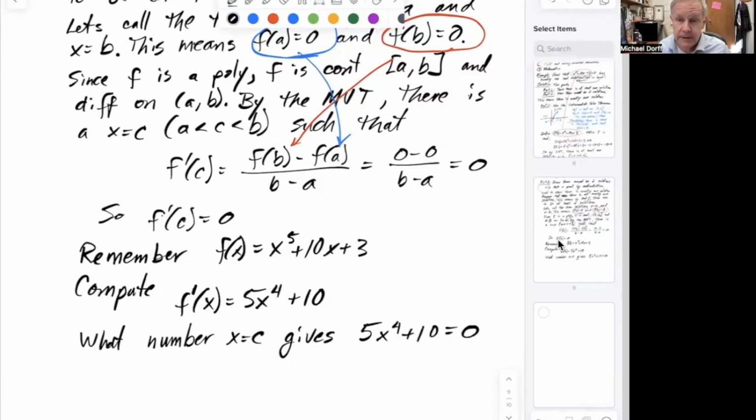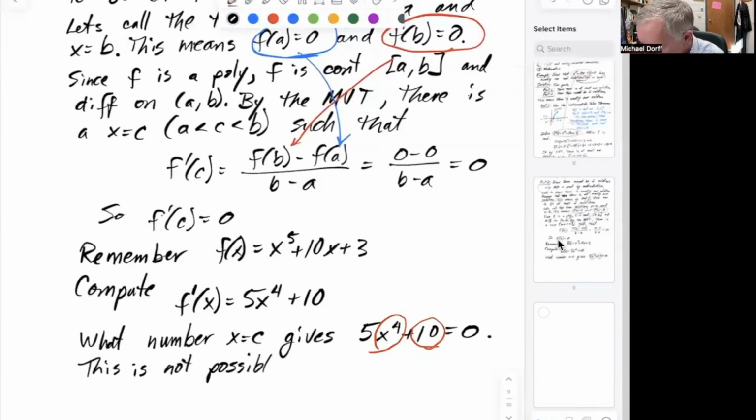So what number for x equals c gives 5x to the fourth plus 10 equals 0? Well, there is no number that does that, because look what we have here. X to the fourth, the smallest it can be is 0. It can never be a negative number. But we also have this plus 10. So we've got a number that can never be negative, it's either 0 or larger, and I'm adding 10 to it, and I say it has to equal 0. That's not possible. You can't put in any number for x so that 5x to the fourth plus 10 equals 0.